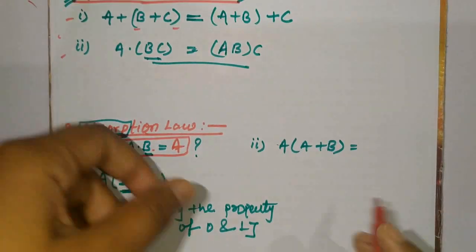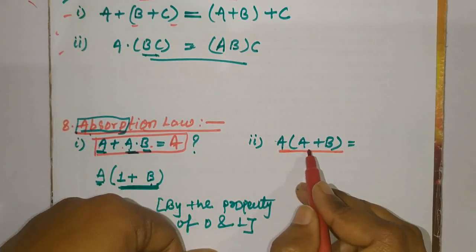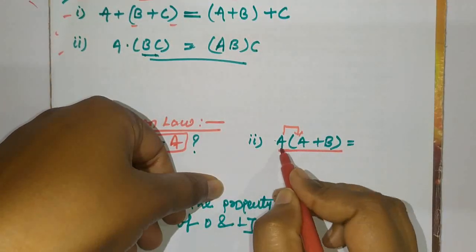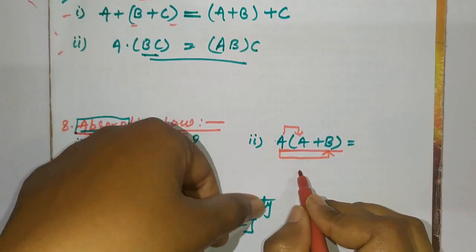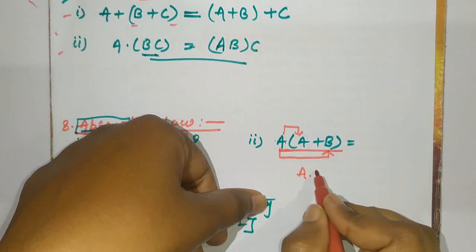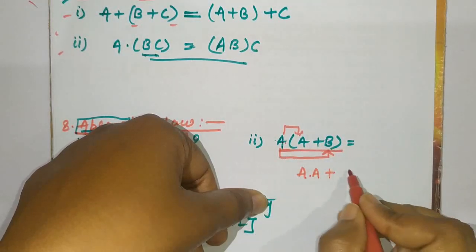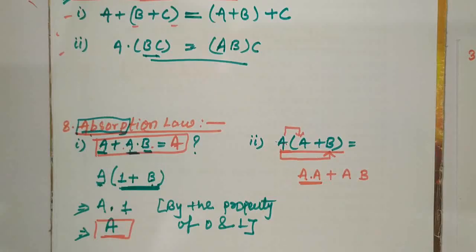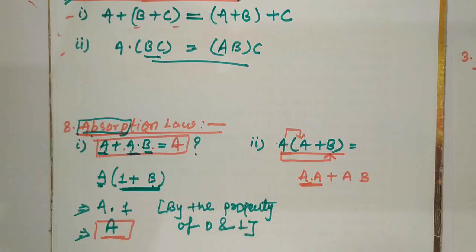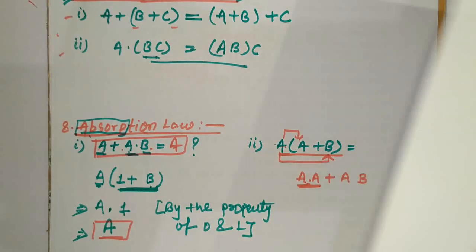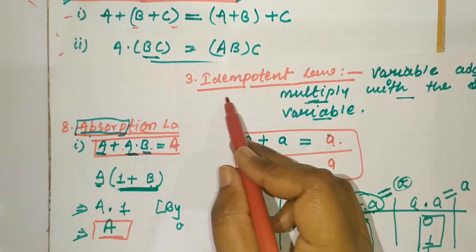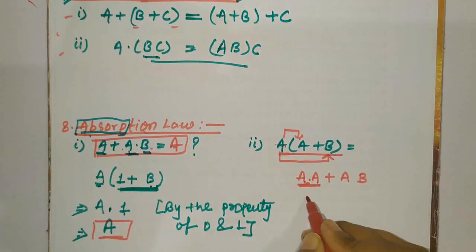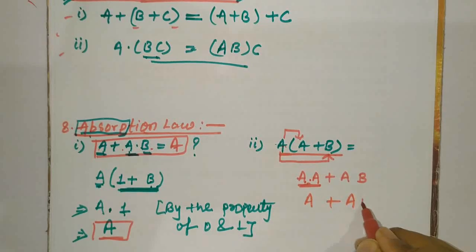Next, let's prove the next question. Here also a in bracket a plus b. So firstly multiply a by a and multiply a with b. So a into a plus a into b. Here a into a is the idempotent law. A into a is a, so we get a plus ab.